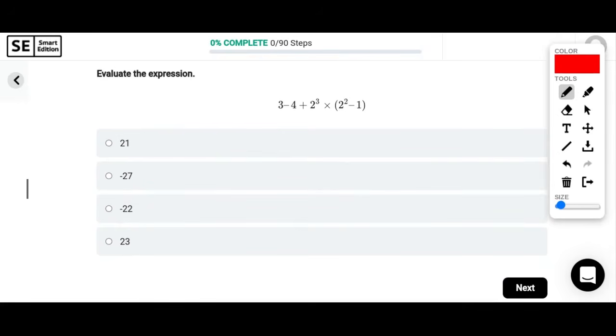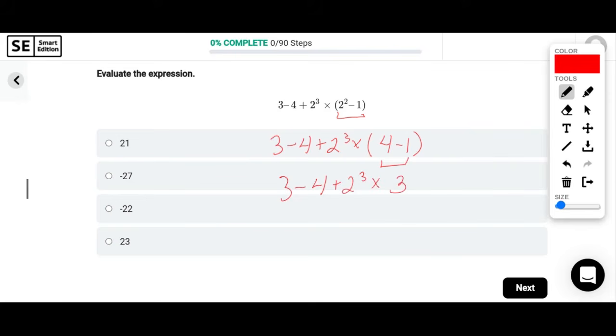Another PEMDAS question, so feel free to try it out. We've been practicing. I'm going to start solving here with my parentheses. And within my parentheses, I actually have an exponent. So I need to do that exponent before I do anything else. So 2 squared means 2 times 2, which is 4. Now I can simplify my parentheses. 4 minus 1 is 3.